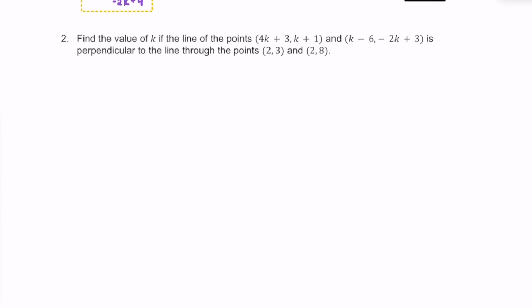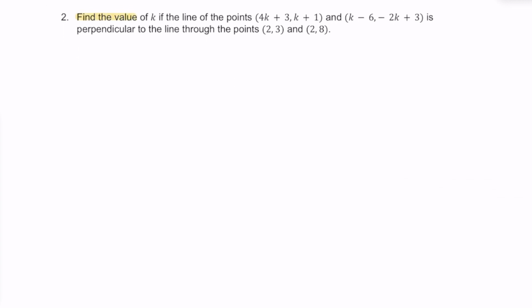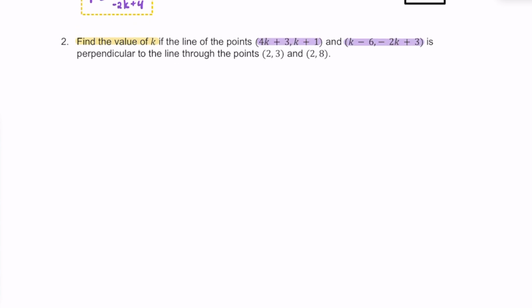Let's try another one together. In this problem, we're going to find the value of k again. And this time it looks like we're going through these 2 points of (4k + 3, k + 1) and (k - 6, -2k + 3). Let's call these our x1 and y1 expressions and our x2, y2 expressions. Now the line that's going to be going through these 2 points is going to be perpendicular to another line that goes through these 2 points.